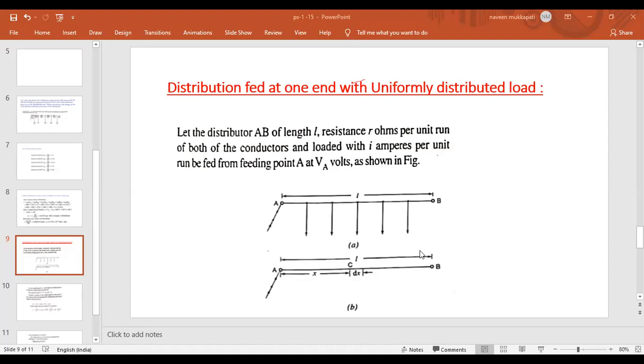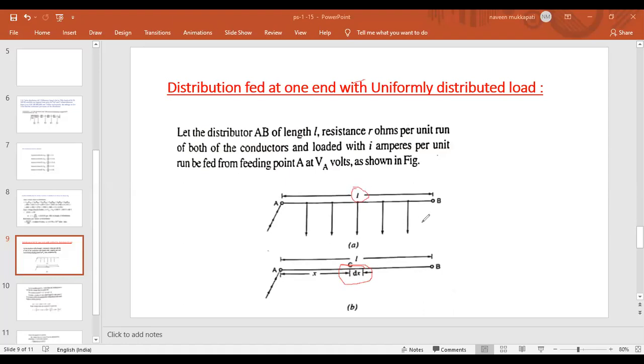Next, this is the length. The total length of this distributor is L meters. Suppose we are taking a small length dx of the distributor. This is the total length of the distributor: the total length of the AB distributor is L meters.